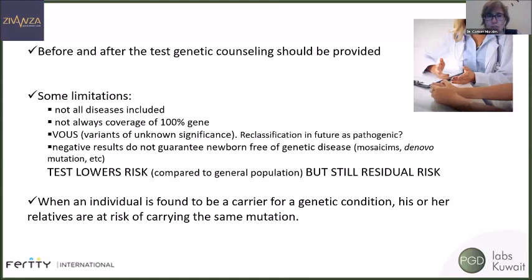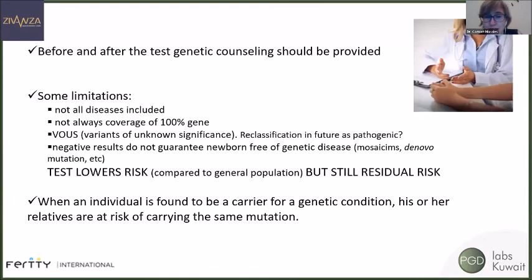Not always are the tests covering 100% of the gene. Most of the panels only include the most frequent mutations in the gene. There can be others that are very, very rare. Also, we can detect some variants or mutations that we don't know the significance of, meaning that they have been described, but we don't know if they are really causing a disease, if these mutations are disrupting the function of the gene or simply are variants that are doing nothing.